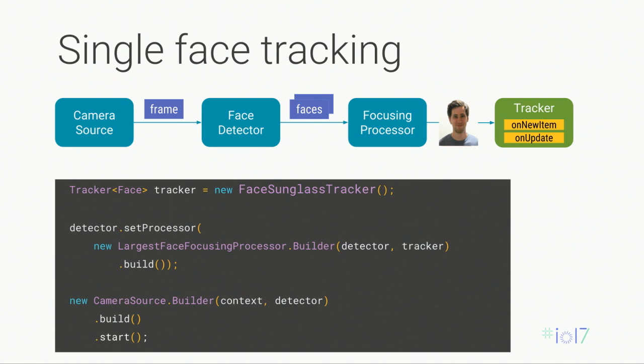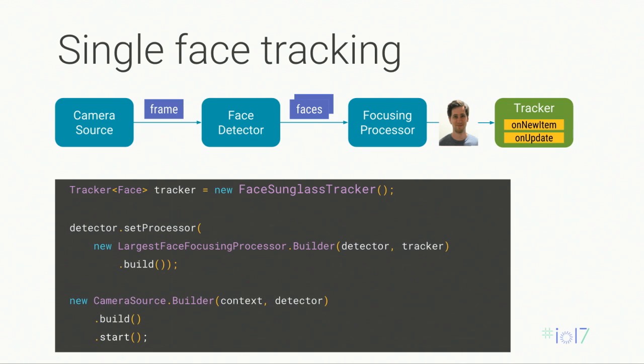The same as the barcode API, Face API also supports video analysis. So, a quick refresher of the pipeline. We have 4 components. We have a camera source, which is responsible for getting frames from the camera. The camera source passes these frames to the face detector, where faces will be detected. The focusing processor is responsible for selecting the right face and routing that face to a tracker. The tracker is where you want to put your business logic. We will show in the next slide how to implement a tracker class.